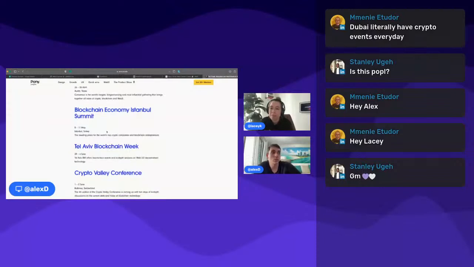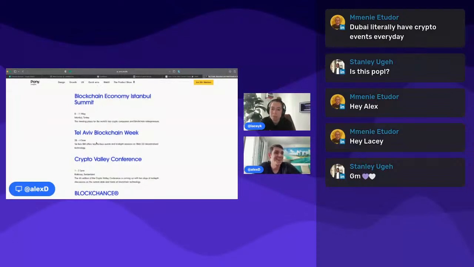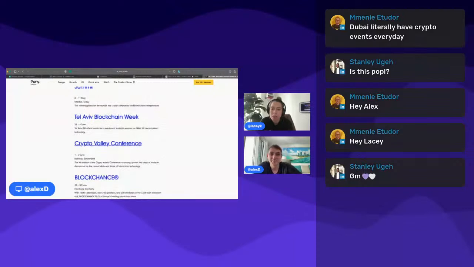And the next one, Tel Aviv Blockchain Week, 28th to 4th of June. It's a long one. I think it's gonna be good. If you're in the area, definitely stop by. Tel Aviv has a lot of conferences. Yeah, I've noticed. They are moving towards Web3 more and more.